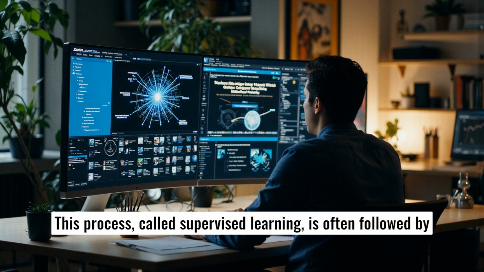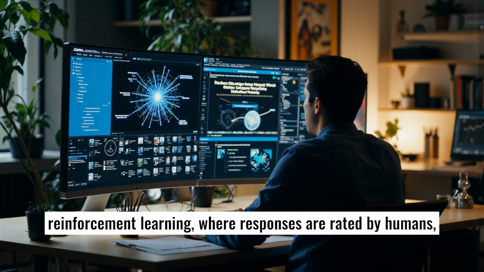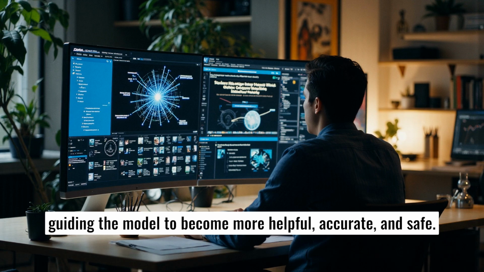This process, called supervised learning, is often followed by reinforcement learning, where responses are rated by humans, guiding the model to become more helpful, accurate, and safe.